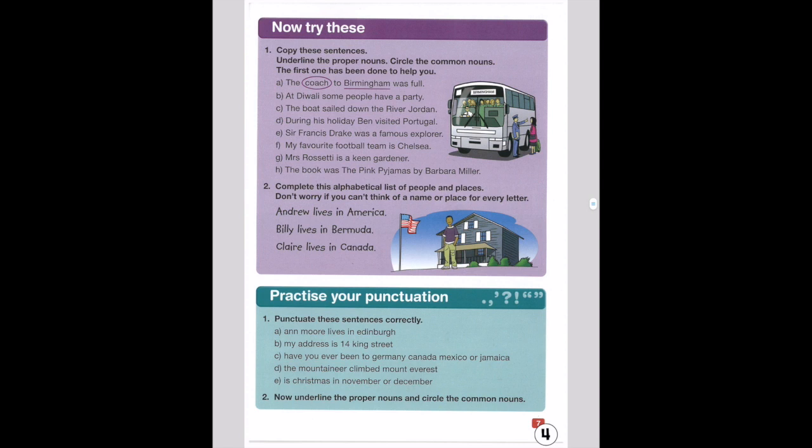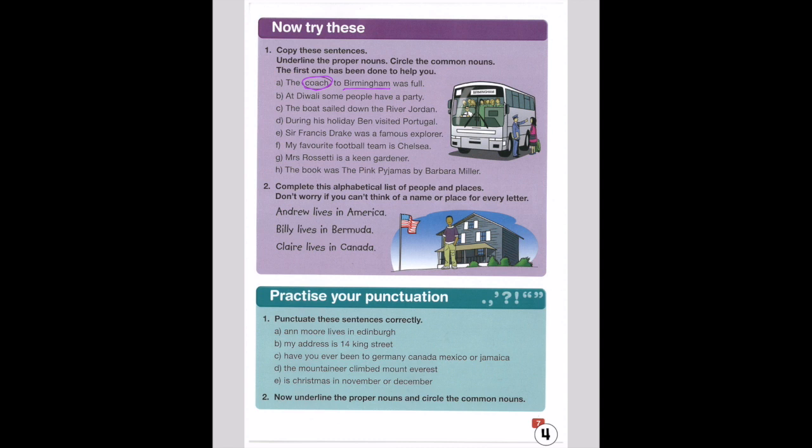Okay, in the next section, it says to copy these sentences, but you can do it right on this page, it's fine. Underline the proper nouns and circle the common nouns. The first one has been done to help you. The coach to Birmingham was full. The common noun is coach, and the proper noun is Birmingham. It's the name, so I'm going to underline that. So you're going to do that for the rest of the sentences.